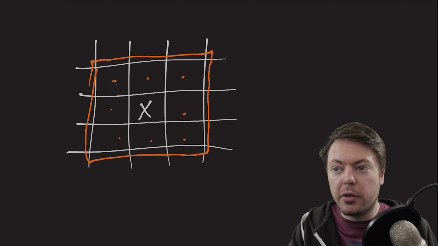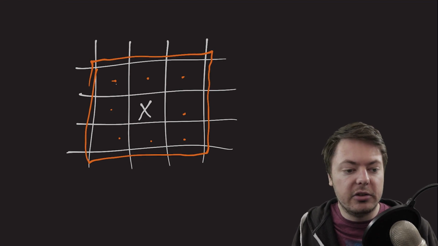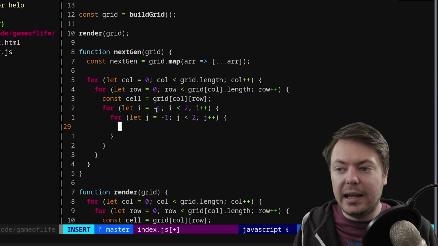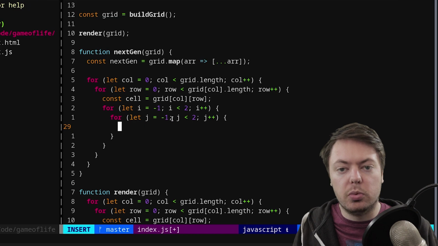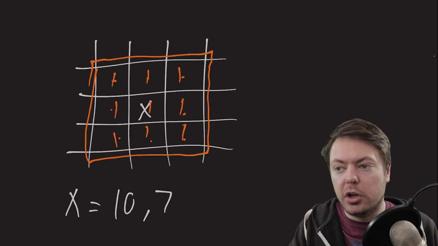So then we can say for these columns and for these rows, loop through it. That's quite simple. But what we're doing in our code is looping let i equals -1 to i is less than 2, and then j is -1 to j is less than 2. So then we can actually do it relative to the current x.